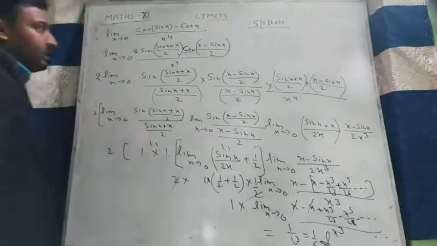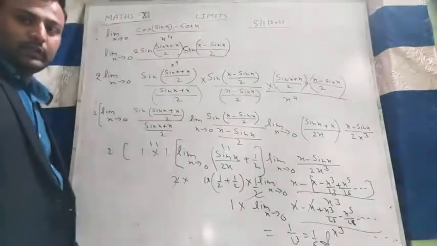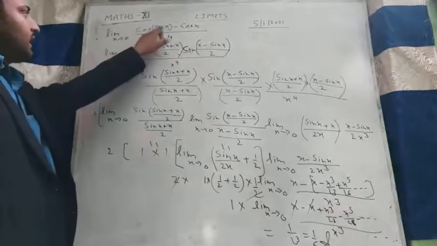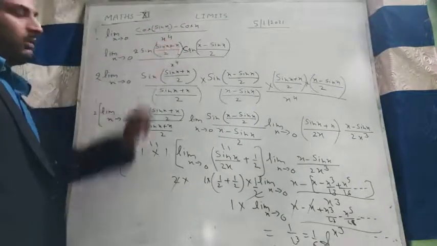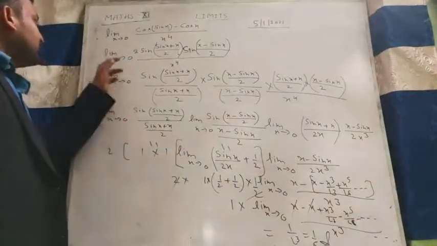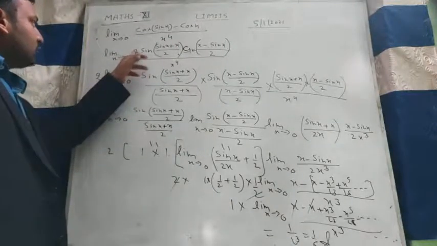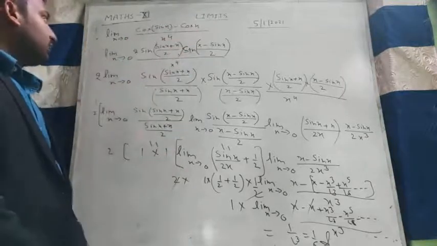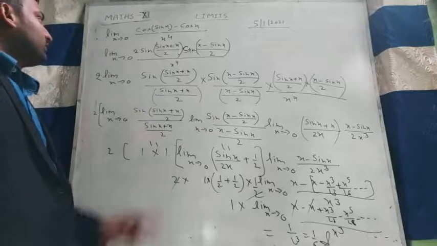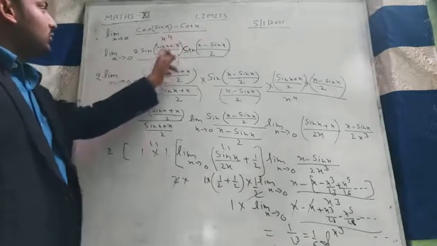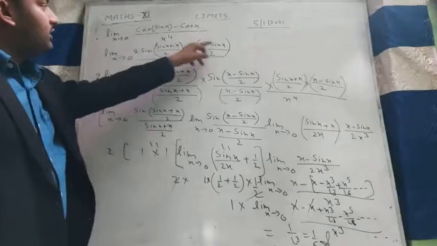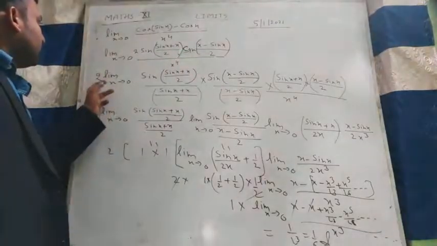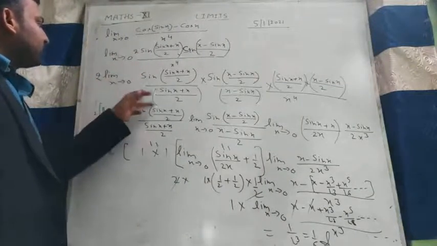Okay, student, now let's see once again what we have done in this question. This is limit x tends to 0 of (cos(sin x) minus cos x) by x to the power 4. This is cos c minus cos d. We apply the formula of cos c minus cos d: 2 sin((c plus d) by 2) into sin((d minus c) by 2), by x to the power 4. Okay, student, now we write the 2 outside.